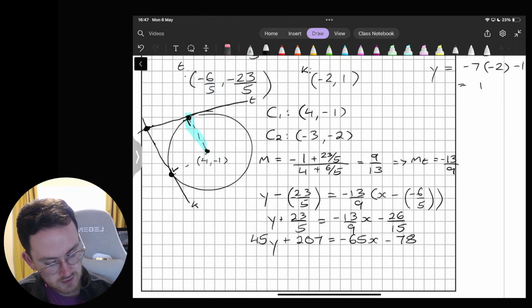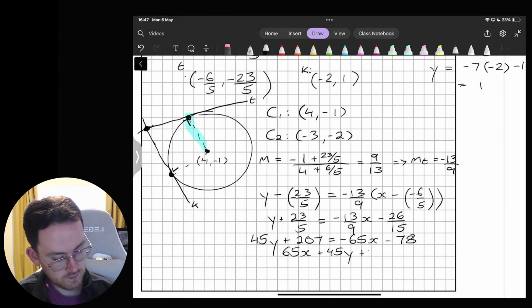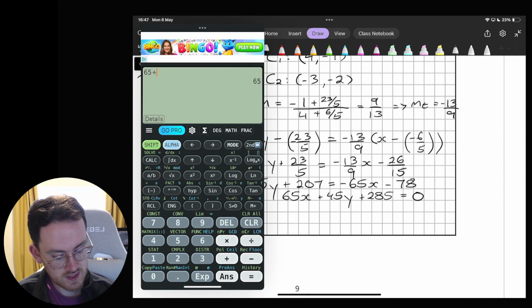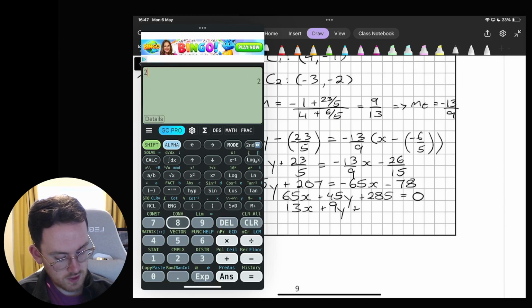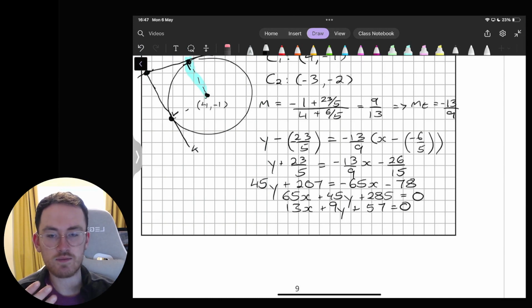Okay, so bringing everything together here, then 65x plus 45y and 207 plus 78 is 285. Okay, and I could probably reduce that down as well if I wanted to. So 65, let's see, well, 5 probably goes into everything there. So 13x plus 9y plus 57. Perfect. Okay, so we can reduce it down.